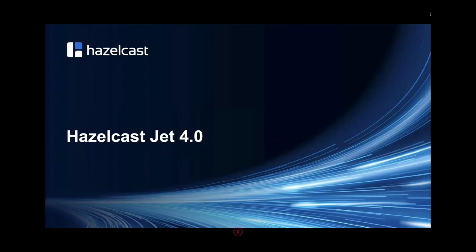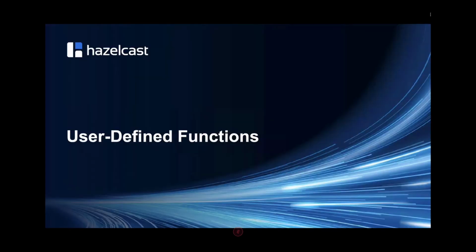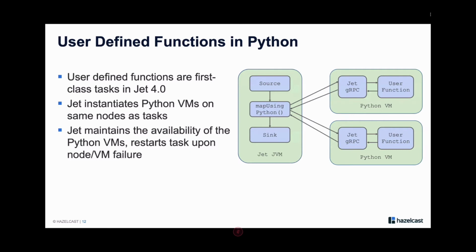So let's jump over to 4.0 capabilities. And as I mentioned, these are the three capabilities I wanted to talk about. So let's first talk about user-defined functions. And so for 4.0, we've added user-defined functions as first-class tasks. And what that means is that we have the infrastructure that'll let you run non-native code or native Python code, but not non-Java code within your pipeline.